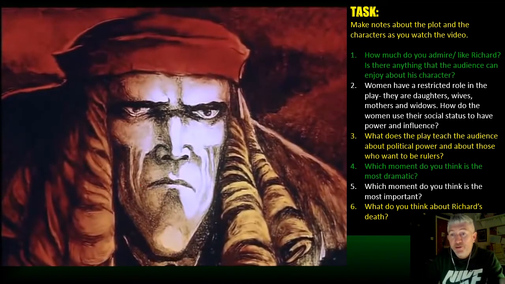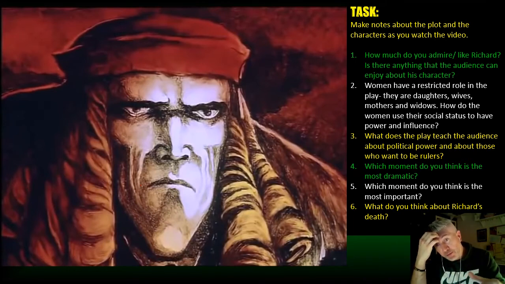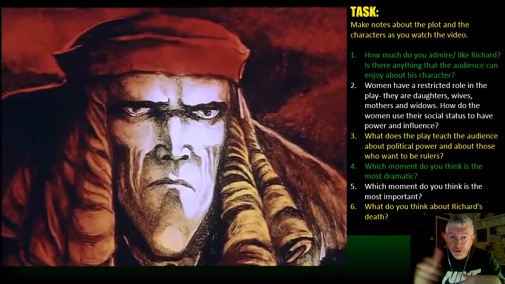So Richard there has made a few references to his physical shape. We said yesterday, when his body was found in Leicester under that car park, he had that curved spine shape, and here Shakespeare's given him a line where he talks about his own deformity.